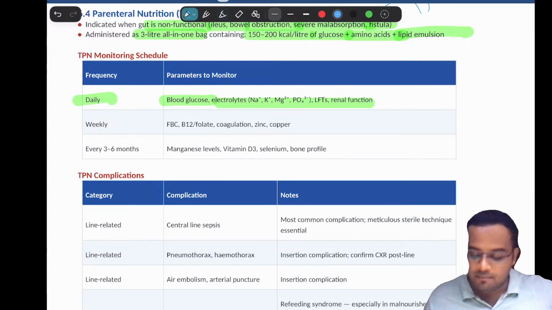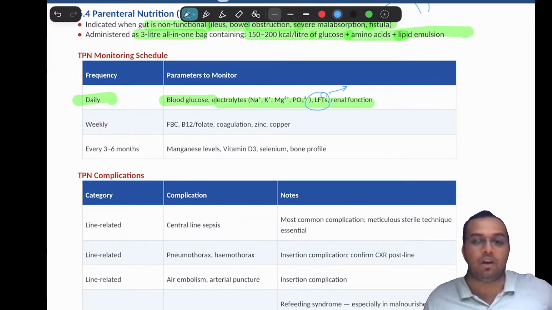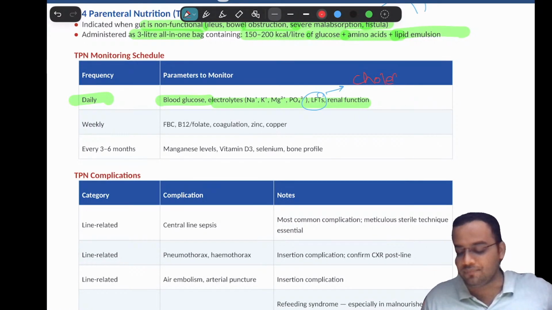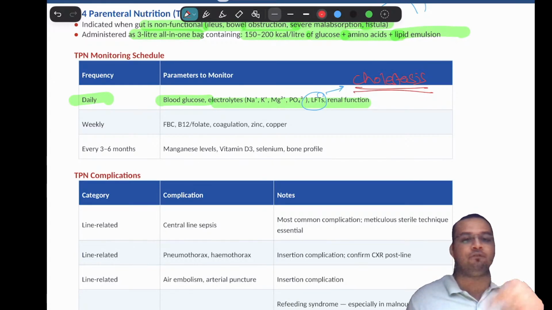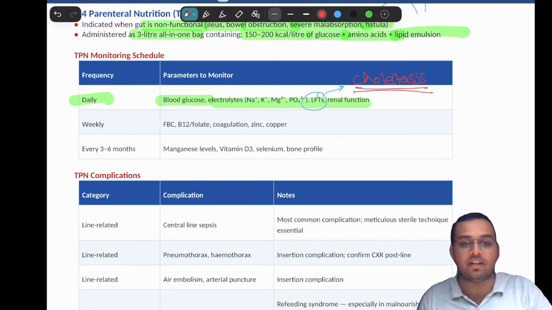Why LFTs? Because parenteral nutrition gets metabolized in the liver. It can cause cholestasis, and that cholestasis is dreadful. The patient might develop cholangitis and might die. That is the reason: because the patient is not eating by mouth, the bile flow is restricted, and because of restriction of the bile flow, the bile gets stagnated. So that is the cause of cholestatic jaundice in those patients.